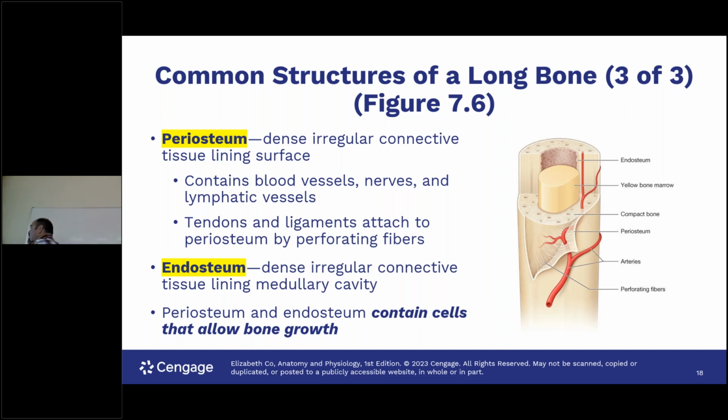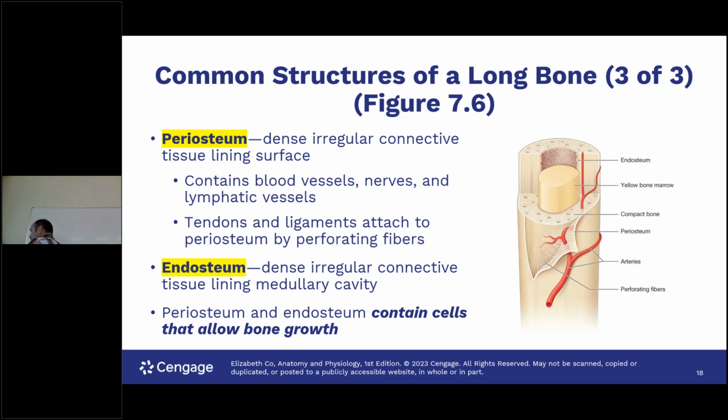Let's look here. Periosteum, dense irregular connective tissue lining the surface, that outer piece there. It contains blood vessels, nerves, and lymphatic vessels, with tendons and ligaments attached to the periosteum via perforating fibers. Does this not make sense? How would you anchor ligaments and tendons? You need that interweaving with the periosteum to create quite a bond. That would be very important.